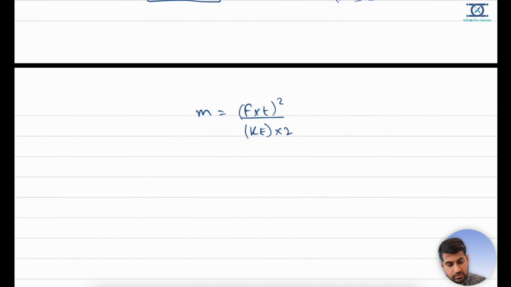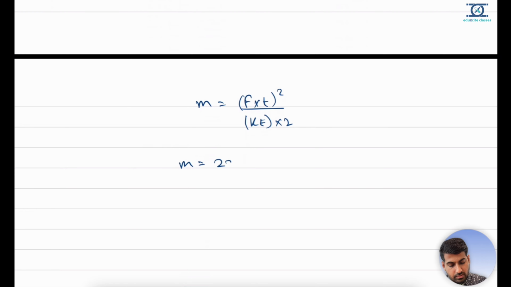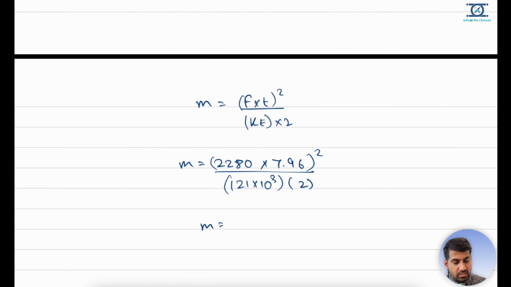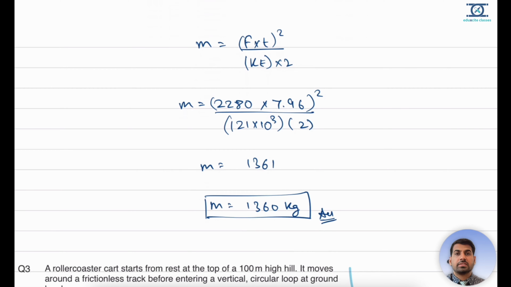Now put up the values. So force is how much? 2280. Time is 7.96. This is squared, over kinetic energy, which is 121 into 10 raised to power 3, into 2. So if you put this in your calculator, you will get mass something around 1361. Rounding off into 3 significant figures, as per the question, it will be 1360 kg.